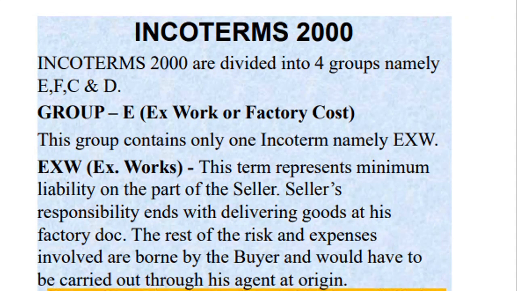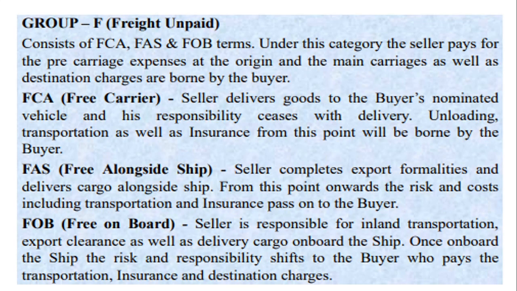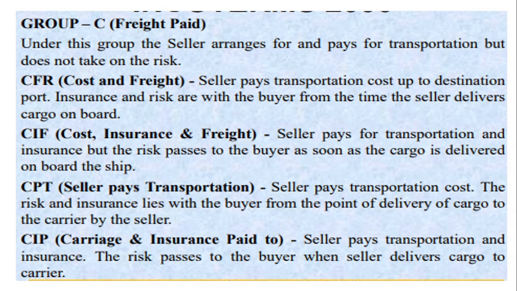Then we have Incoterms 2000. They have been classified into four groups: E, F, C, D. Every group denotes a particular thing. If we go forward, you will find free carrier, free alongside ship, free on board. You have freight paid, cost and freight. Different types of conditions are there.